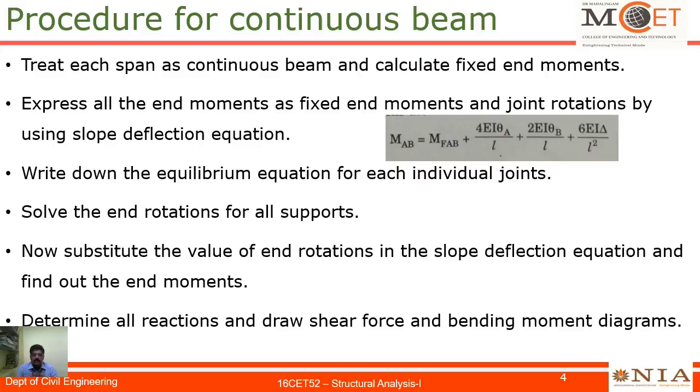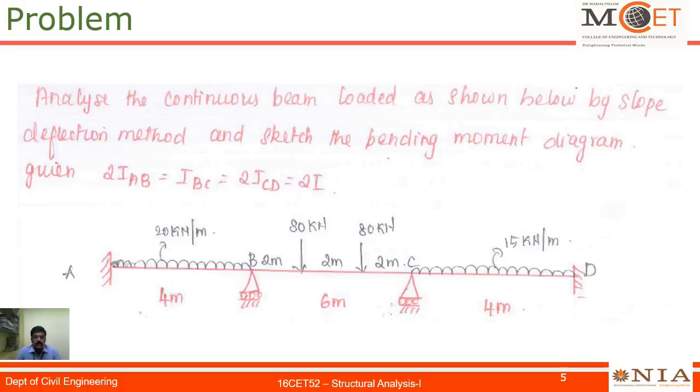Next we are going to solve a problem. This is a problem based on the slope deflection method. Analyze the continuous beam loaded as shown below by slope deflection method and sketch the bending moment diagram. They have given a beam which consists of three spans, that is span AB is 4 meters, span BC is 6 meters and span CD is 4 meters. So we need to solve this problem by using the slope deflection method and draw the bending moment diagram. So we will see it on the board.